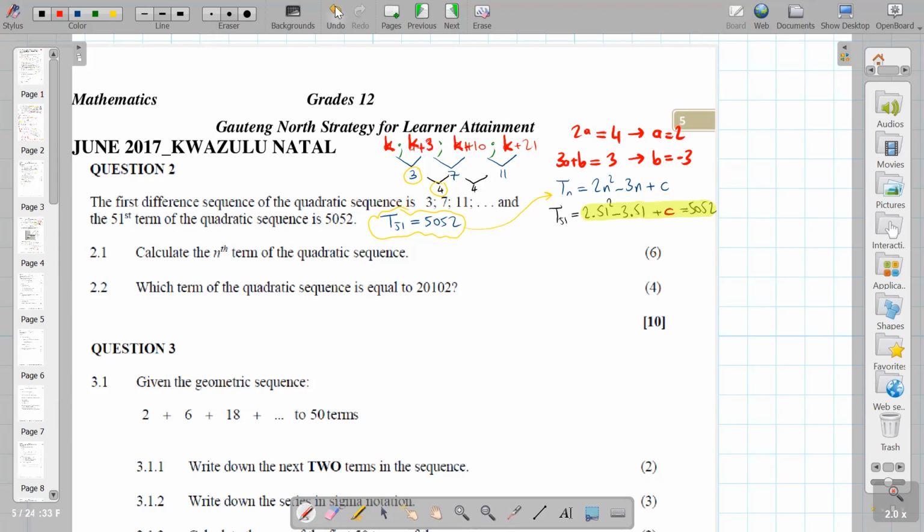So when you find the general term without C, we can substitute with the 51st term. And which term of the sequence? I'll just say you equated 20,102 and solve for n. Okay, you can solve for n. It's a happy face.